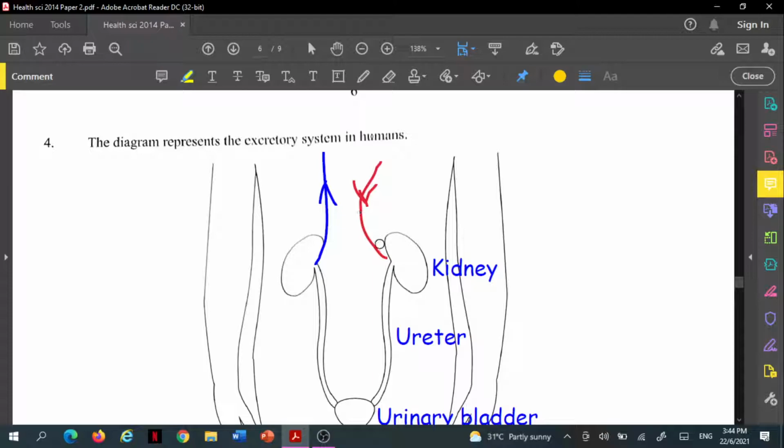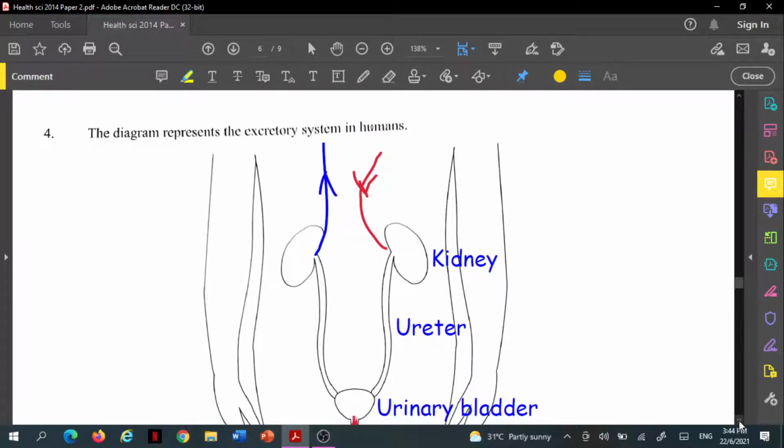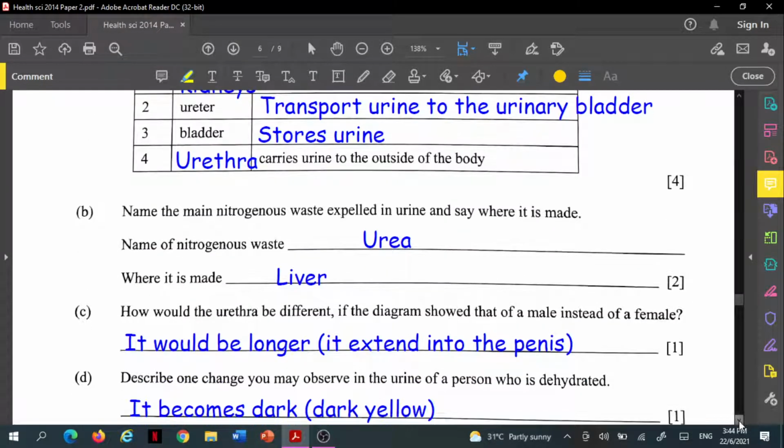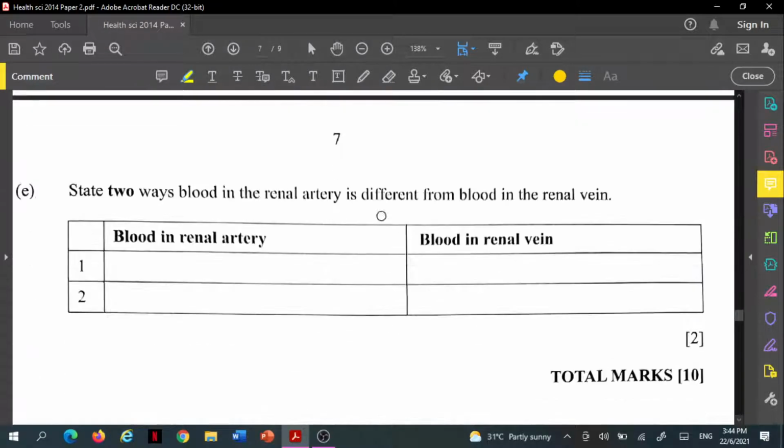So the blood that is going to the kidneys must contain more salts, more urea, and more water, because those are the things that make up urine. The blood that is leaving the kidneys now must contain less of these things, because they are taken out of the blood to make urine. All right, so let's put our answers in now. There are three major differences. They only ask for two, but I'm going to put all three for you, just in case you may need them.